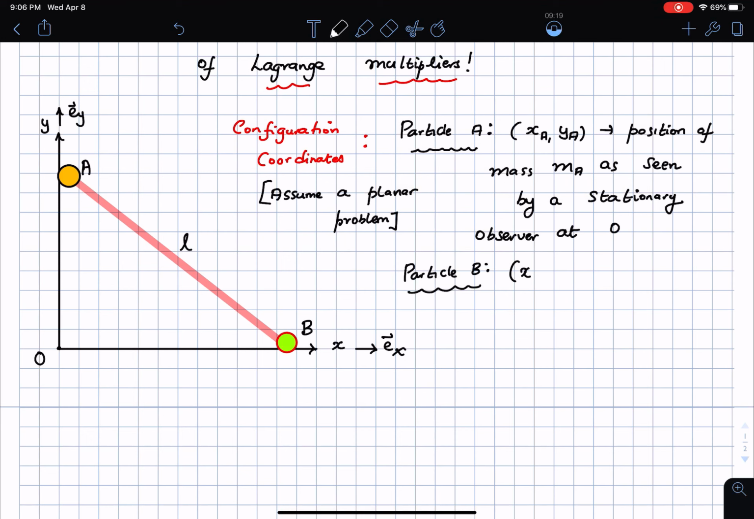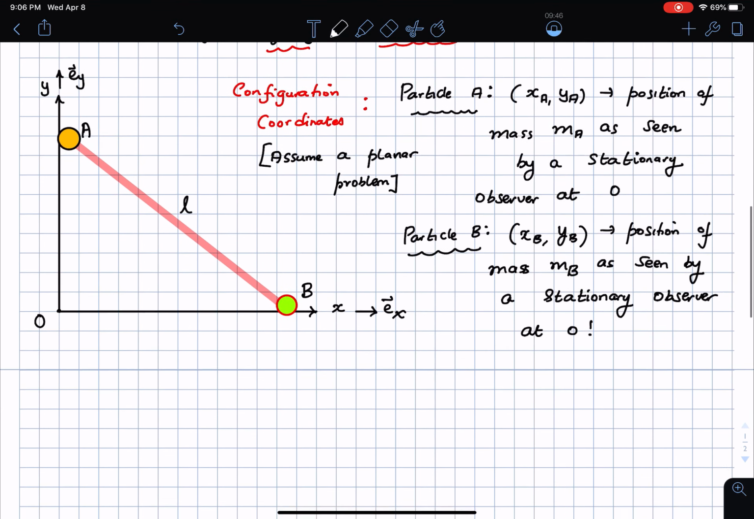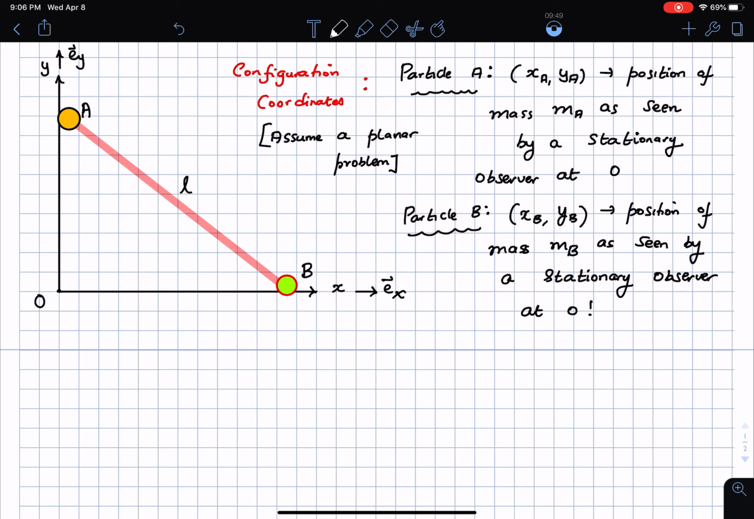Then for particle B, or the point mass B, I'm going to call them xb and yb. This is the position of mass mb as seen by a stationary observer at O. Okay, so these are the two things. Now, let me go to the non-planar case once we go past the constraints and so on. So the total number of configuration coordinates is equal to 2 plus 2, which is equal to 4. Okay, this is the total number of configuration coordinates.